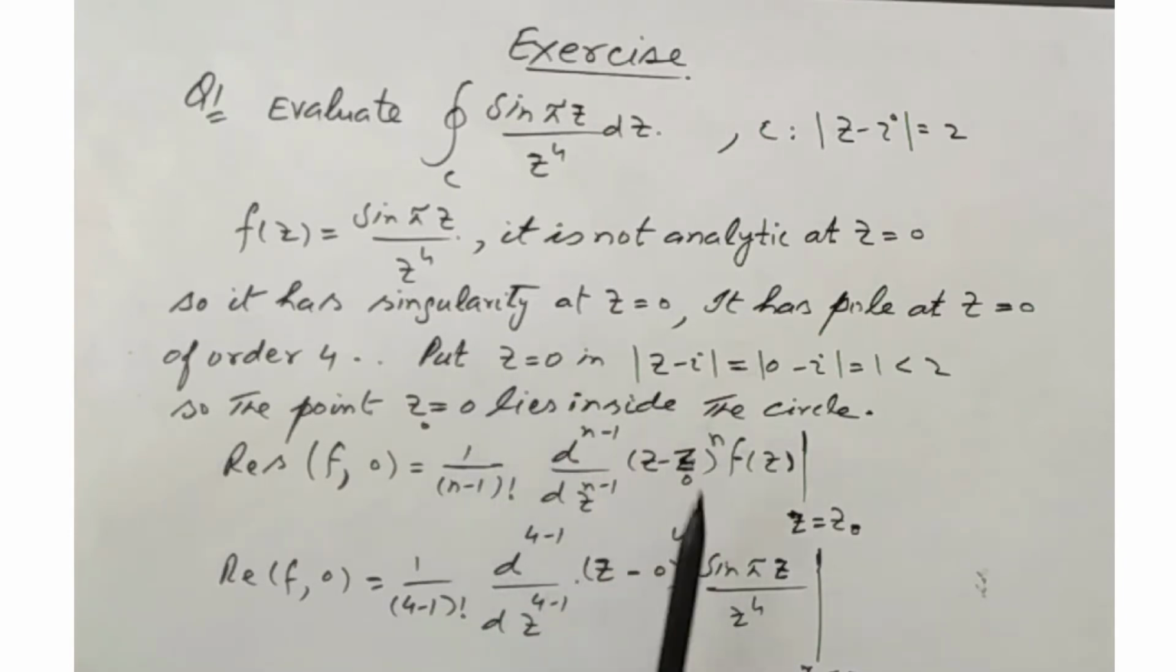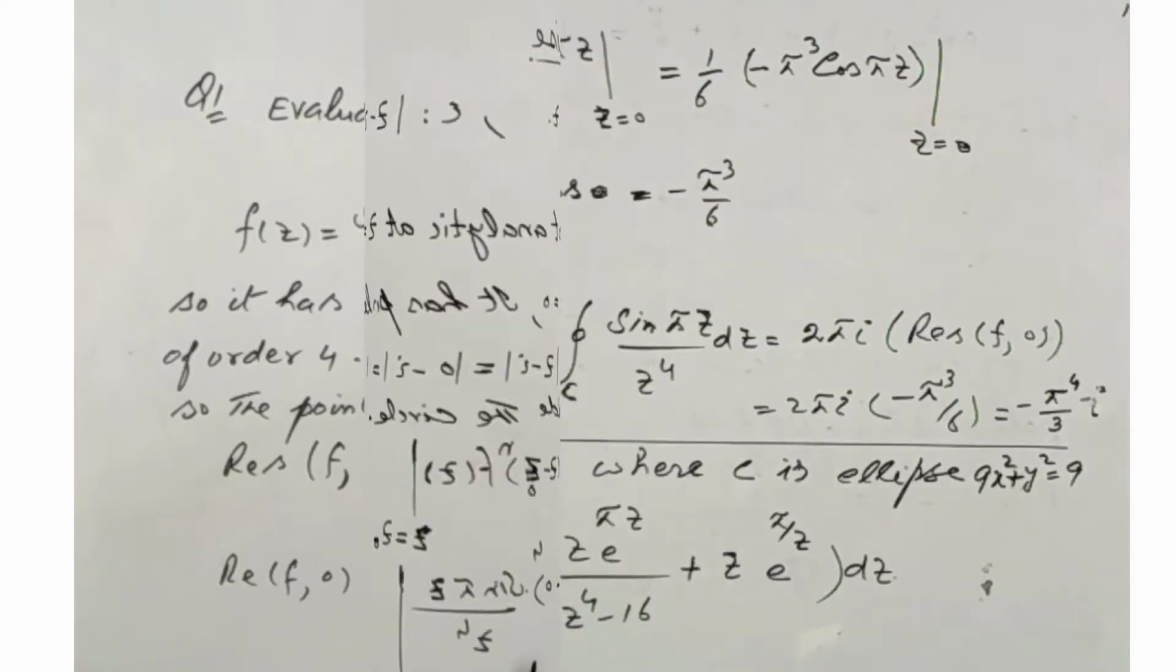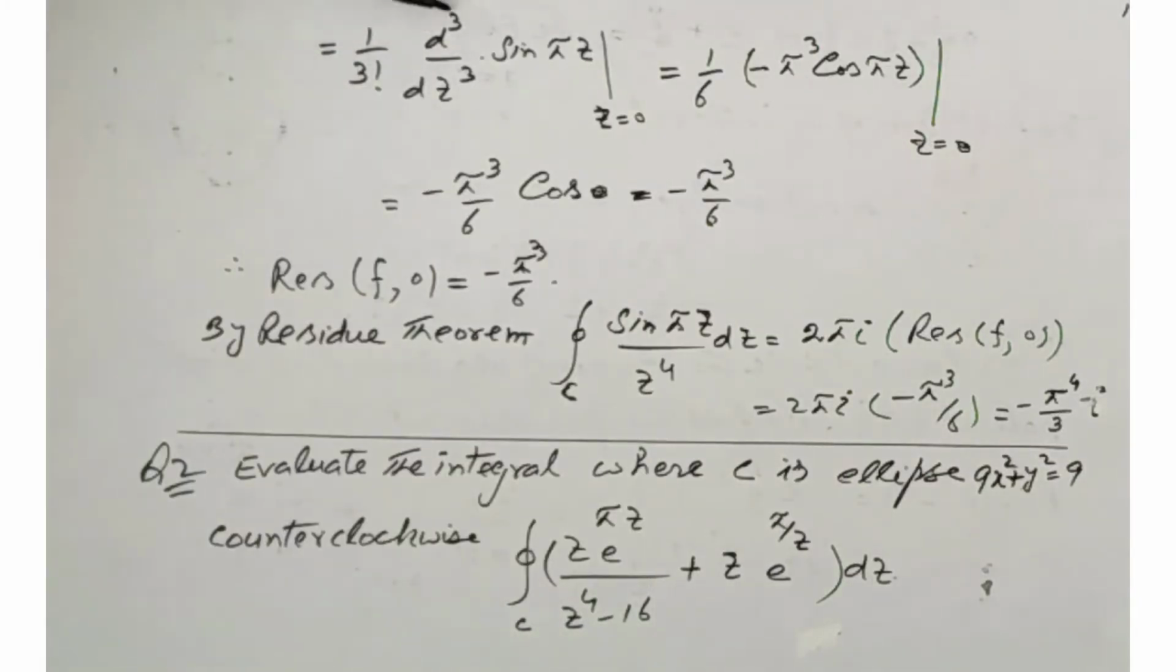The value of z0 is 0, so we put here 0. This becomes (z minus 0) to the 4 because n is 4, and this is the value of f of z, sin pi z over z to the 4. Now this becomes 1 by 3 factorial d cube over dz cube of z to the 4 times sin pi z over z to the 4. This z to the 4 and this z to the 4 will cancel. Now you see this becomes 1 by 3 factorial d cube over dz cube of sin pi z at z equal to 0, and after simplification this becomes 1 by 6, and we take 3 times the derivative of sin pi z.